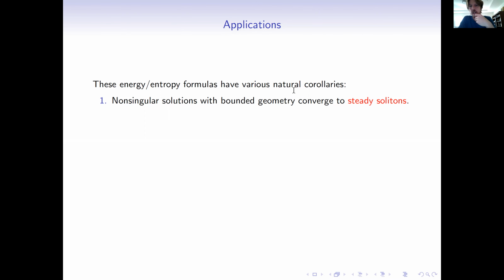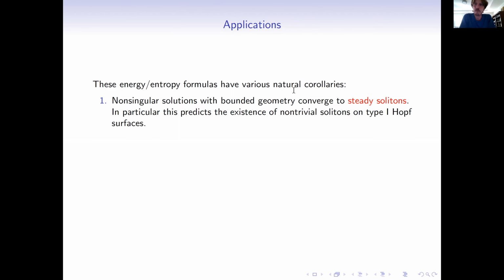And this follows in a standard way from using this lambda functional. Basically the lambda is increasing, and because you have the bounded geometry, it's bounded above, so it has to converge to some limit at infinity, and that means that it has to be limiting to a soliton. And in fact, this was more or less the line of reasoning I used to predict the existence of non-trivial solitons on these type 1 Hopf surfaces.